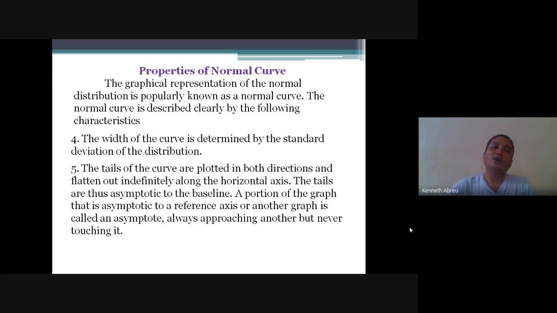So, ibig sabihin daw, yung ating pinakabuntot ng ating bell shape, ng ating normal curve, ay hindi magko-coincide or hindi daw siya lalapat doon sa ating horizontal axis or doon sa ating baseline. So, ibig sabihin, asymptotic siya. Dire-diretso lang siya, nearly close doon sa ating horizontal axis, but then hindi siya maglalapat. A portion of the graph that is asymptotic to the reference axis or another graph is called an asymptote, always approaching another but never touching it.